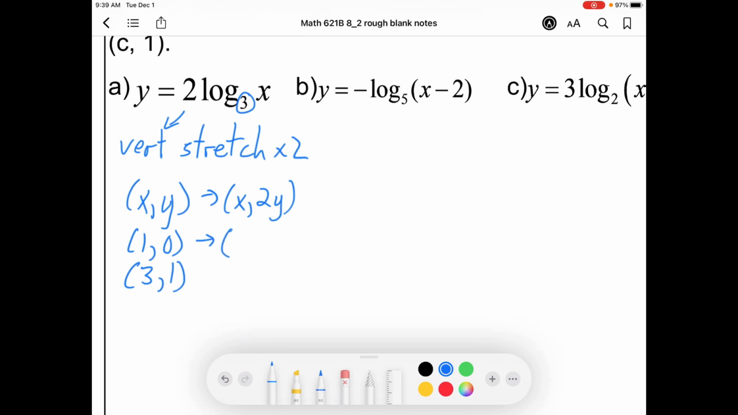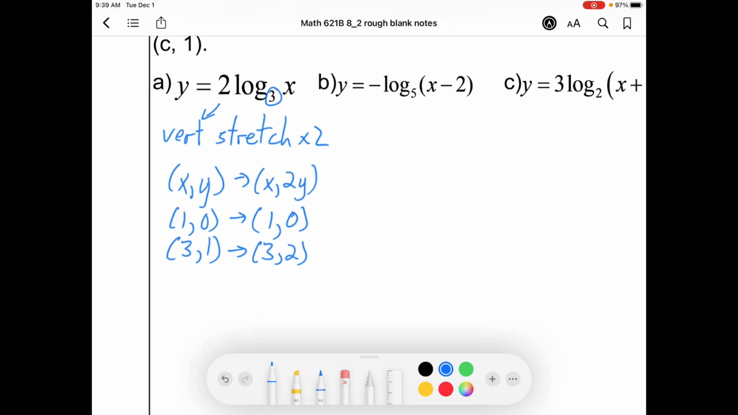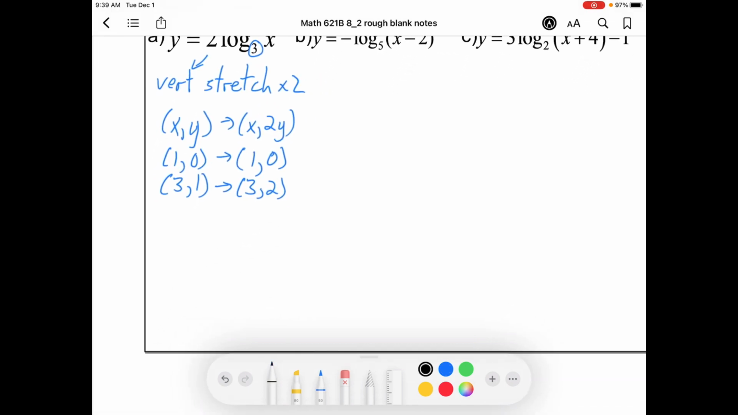Plug them in. 1 becomes 1, so that's the same. 2 times 0 is 0. The next one we'd have 3, and then 2 times 1. There are 2 points. Nothing has happened with my asymptote, so it's in the same place. So I've got 2 points, and I just connect them up.